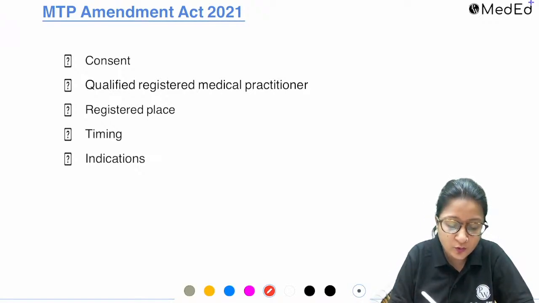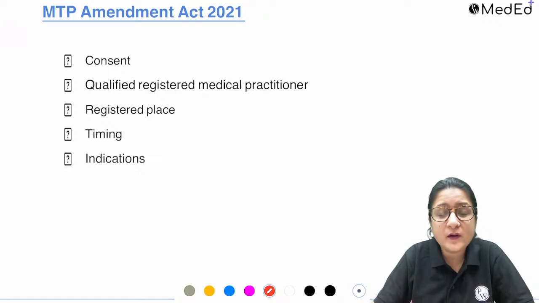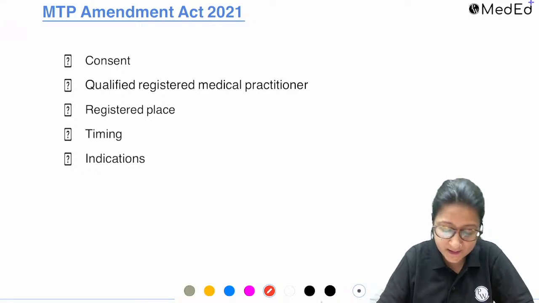We're going to talk about who gives the consent, who is a qualified registered medical practitioner who can perform these MTPs, what is the registered place, what are the timing and what are the indications. These are the points that we are going to discuss.